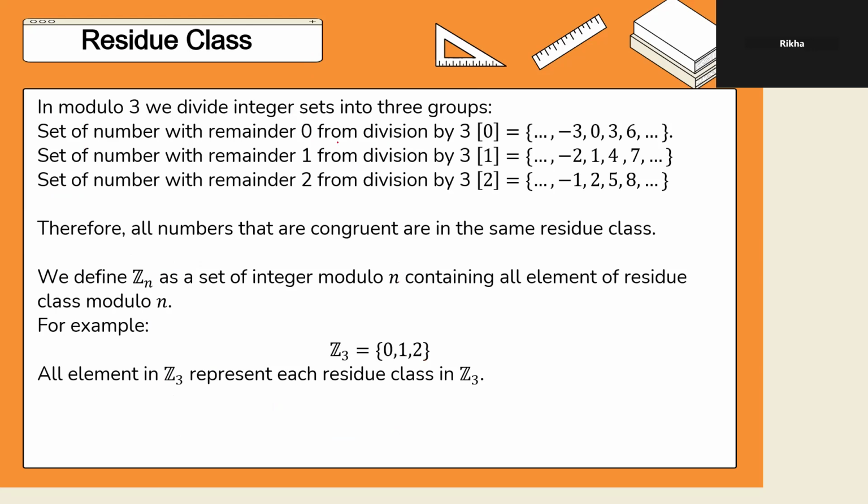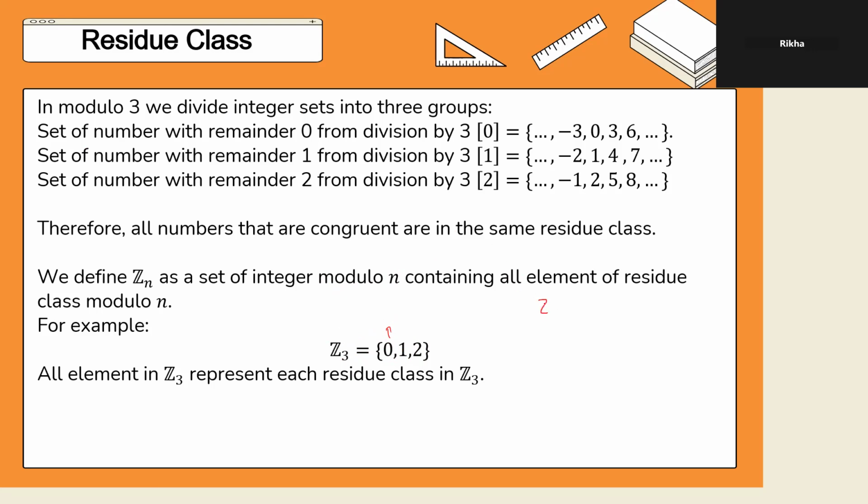And we define Zn as a set of integers modulo n containing all elements of residue classes modulo n. Residue class is basically how we describe integers, but only using the residue classes modulo 3. So let's say Z3 contains 0, 1, 2. 0, 1, 2 here represent all numbers. When divided by 3, the remainder is 0. So 0 here is actually representing a lot of numbers.